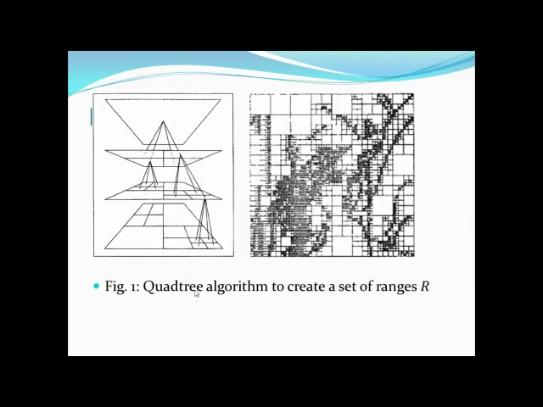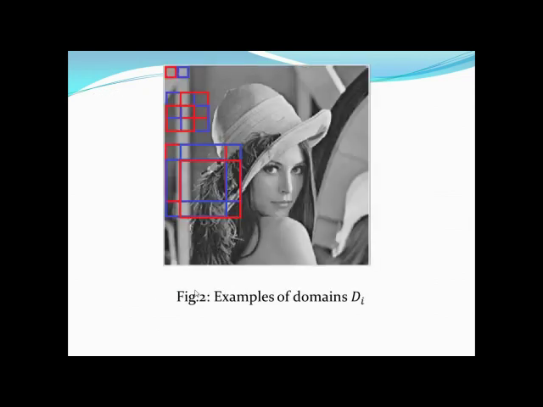Here I show the way to create the set of ranges R. There are many ways to create it, but I choose the quadtree algorithm, which is one of the most effective ways, to use in this implementation. Here I show some examples of domains DI. You can see here that there can be overlapping.